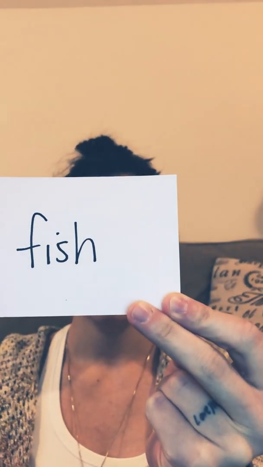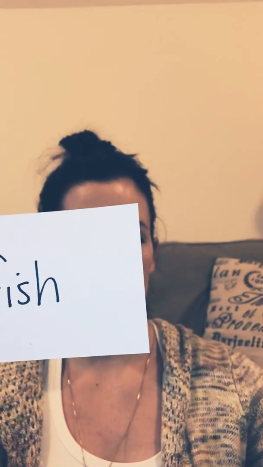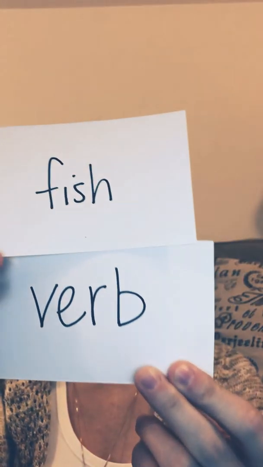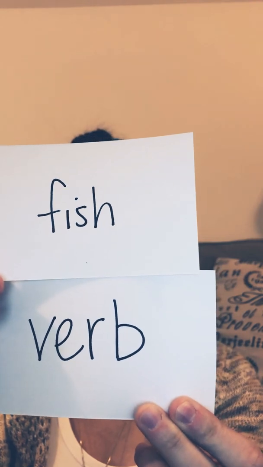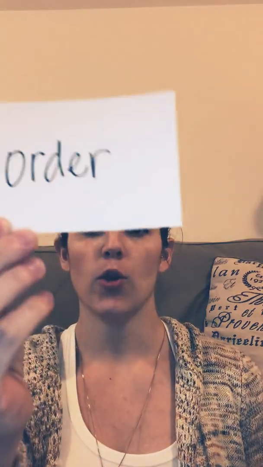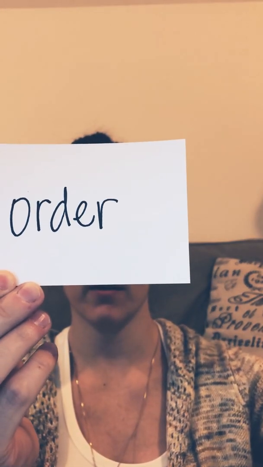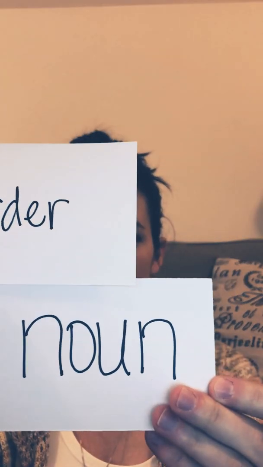First one, I love to fish with my dad. That is a verb, to fish. It's an action in this case. Your order is ready. What do you think? It's a noun. In this case, it's a thing. Maybe you ordered pizza. Your order, which is pizza, is ready. It's a thing.